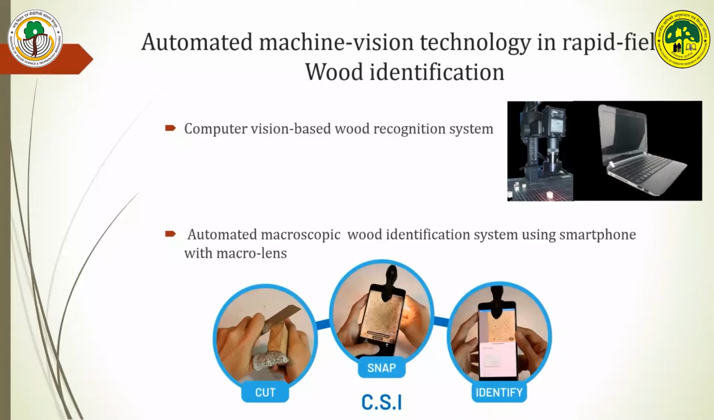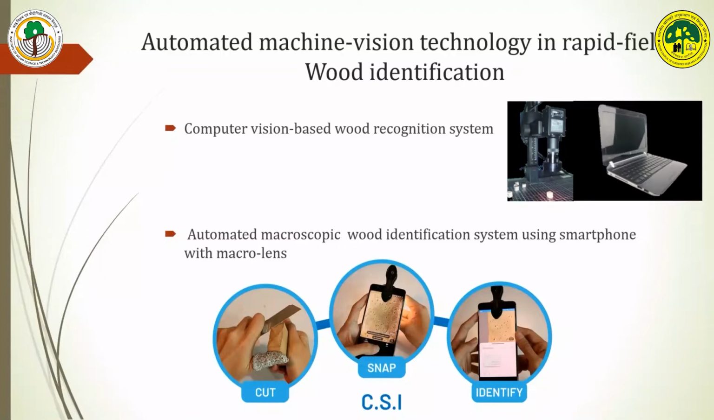There are two techniques in this automated machine vision technology. One is the computer vision based wood recognition system. In this, a laptop is required, and some lenses and a camera are required. By taking snaps of the particular cross section, these images are compared with the reference material in the laptop that we have already taken.